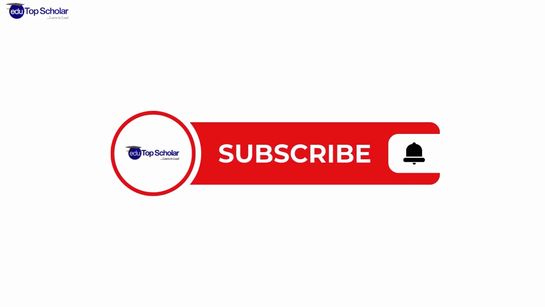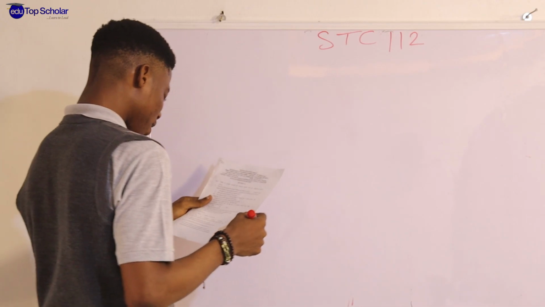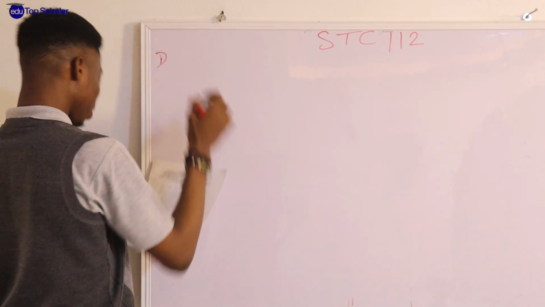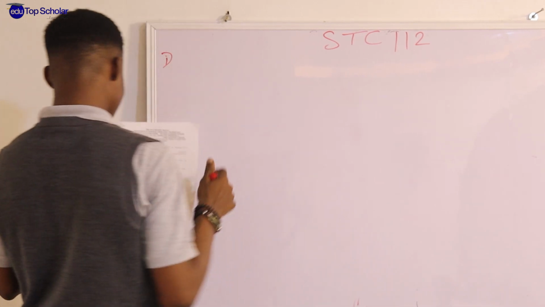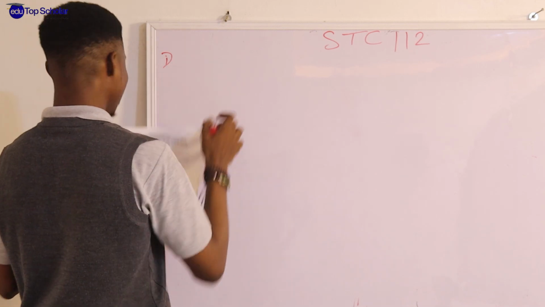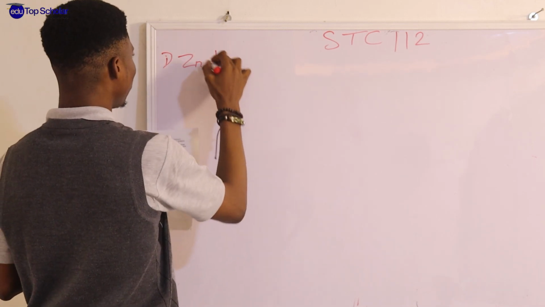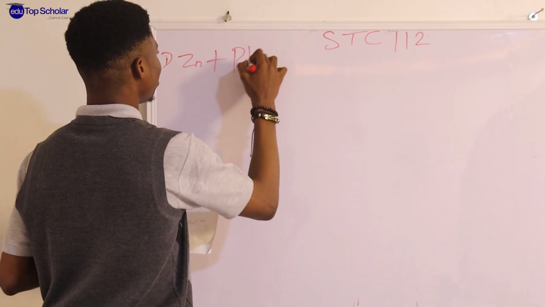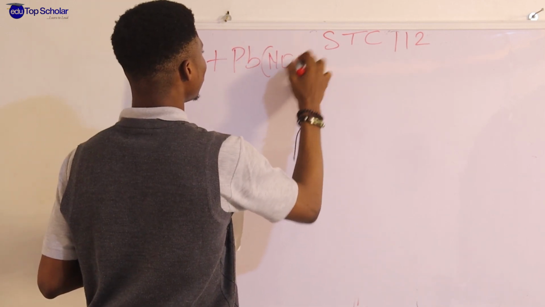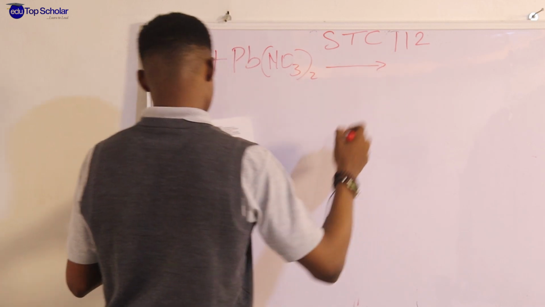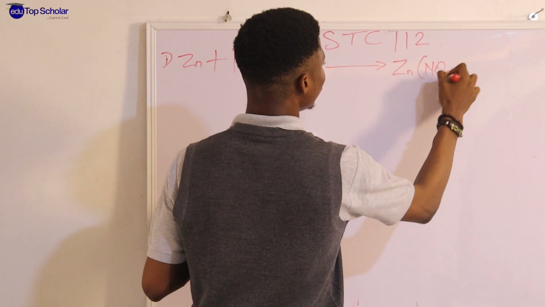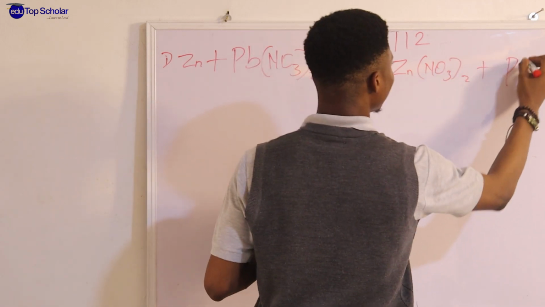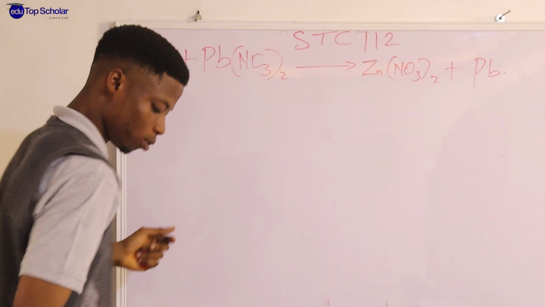So now the next question says, write the word equations below as chemical equations and balance them. The first question says zinc and lead nitrate react to form zinc nitrate and lead. It is written in words and we need to write it out. Zinc, the symbol is Zn, plus lead nitrate, Pb(NO3)2. That reacts to give us zinc nitrate, Zn(NO3)2, plus lead. So we need to balance it.